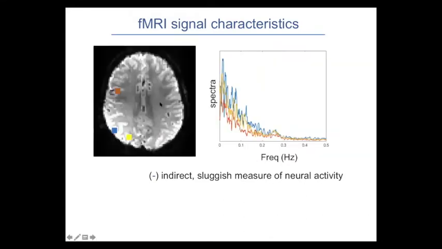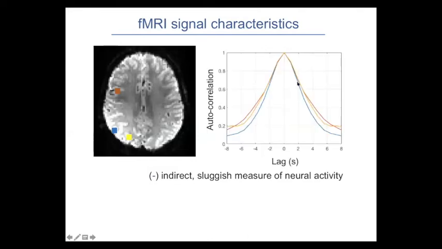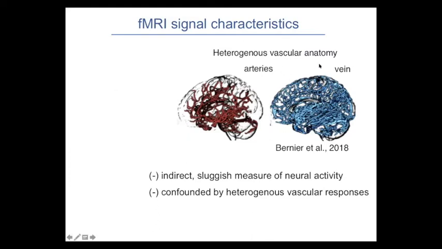And this can be reflected by the power spectra. If we plot the power spectra of some fMRI time series, you can see it's really in the low frequency band. Not only are they all in low frequency bands, they also look slightly different. If we plot the autocorrelation, you can see some regions have more dispersive autocorrelation and some have a narrower dispersion. This is because our vascular anatomy is quite heterogeneous. So even when different brain regions have similar neuroactivity, the profile of the fMRI signals is a bit different.